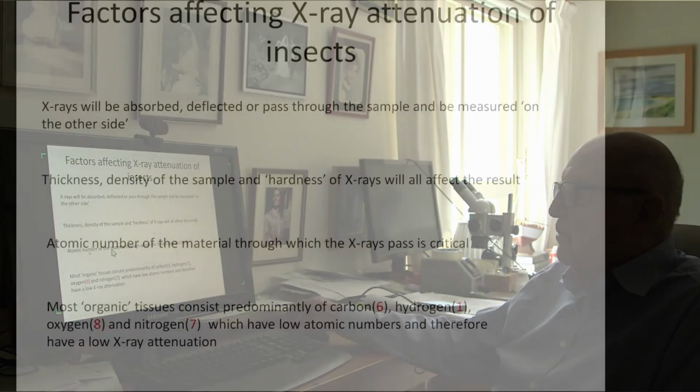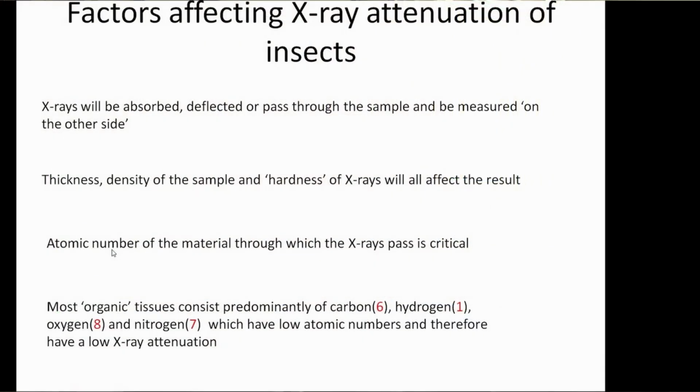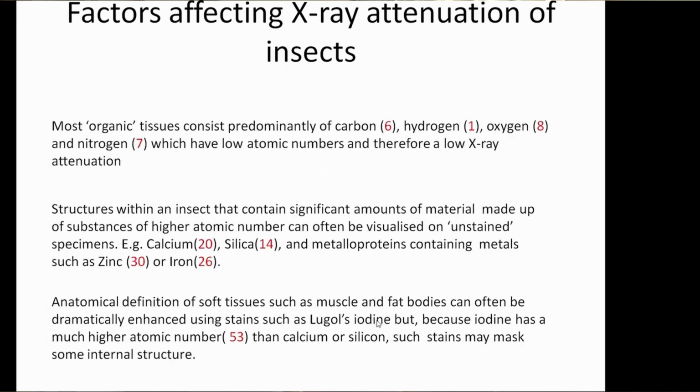The next thing to know is that one of the things that's critical in the degree of attenuation of any material is its atomic number. Now, most organic tissues like carbon, hydrogen, oxygen and nitrogen all have low atomic numbers. These are the numbers in red. And so they tend to have a low attenuation.